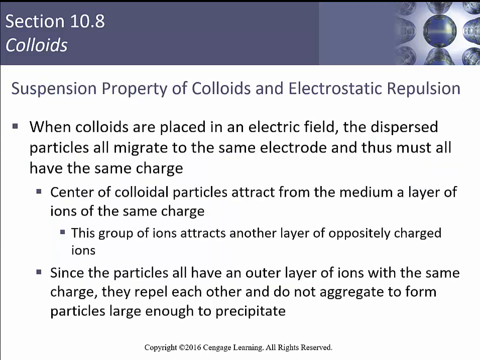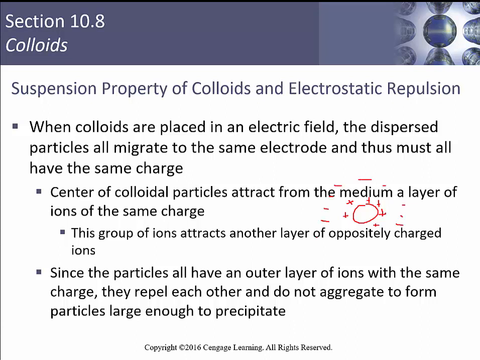When particles of colloids are placed in an electric field, the dispersed particles all migrate to the same electrode and then all have to have the same charge. The center of colloidal particles attract from the medium a layer of ions of the same charge. This group of ions attracts another layer of oppositely charged ions. So these guys are going to float around, and oftentimes they'll have like a layer of plus charges or minus charges on their surface. Right? And so when they do that, they can attract a second layer of minus charges around them.